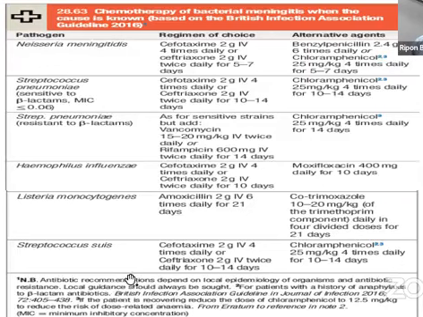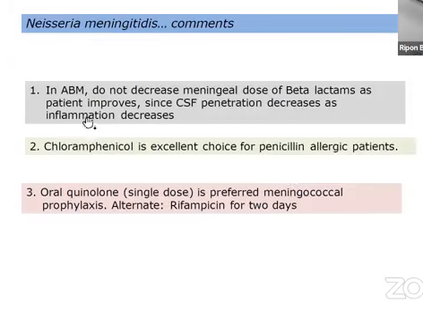These two lines are always mentioned at the end of the guideline. These two things should be remembered. In acute bacterial meningitis by Neisseria meningitidis, we should not decrease the meningeal dose of beta-lactam as the patient improves. Why? Because CSF penetration decreases as inflammation decreases. So during the whole process of the disease, the dose of beta-lactam should be the same. And chloramphenicol is an excellent choice for penicillin-allergic patients.